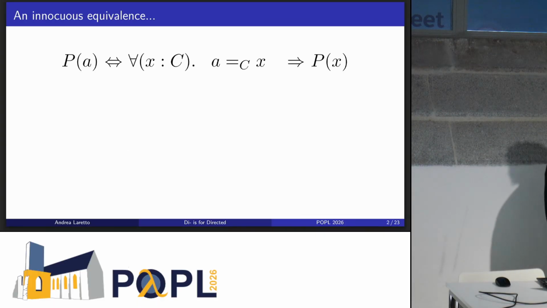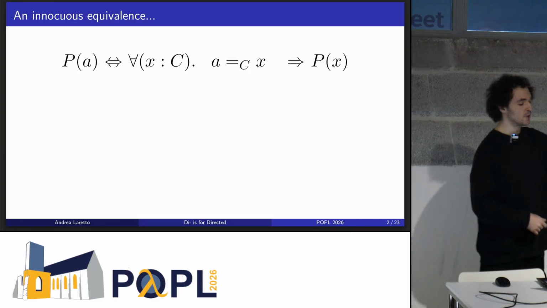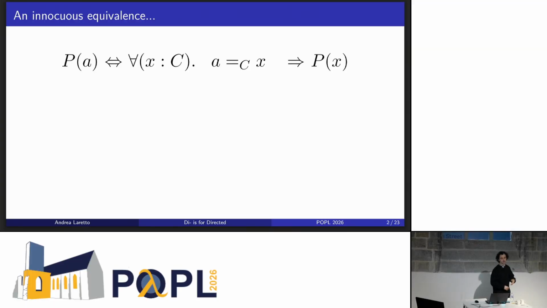So, for example, let's start with a simple equivalence, logical equivalence in first-order logic. So P of A is logically equivalent to, say, for some constant A, for every x, if x is equal to A, then P of x, right? And what does this look like in directed type theory? Well, it looks something like this.